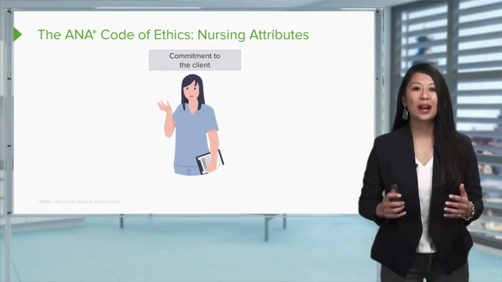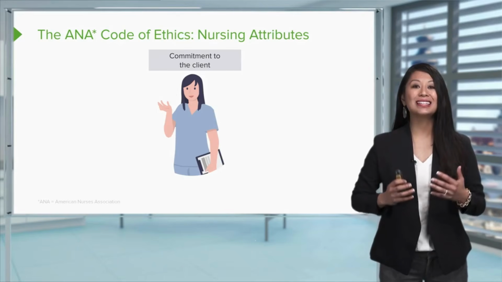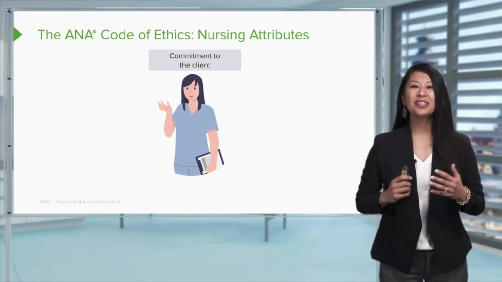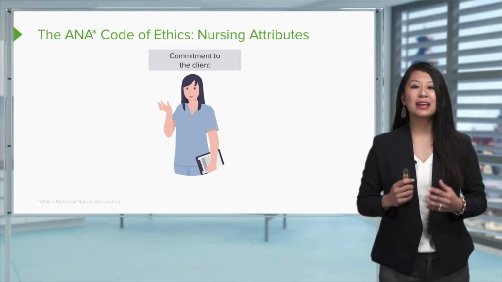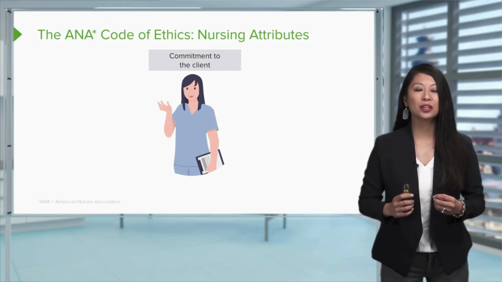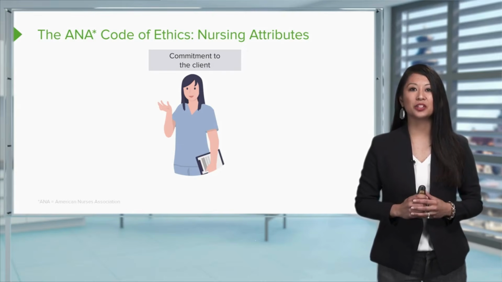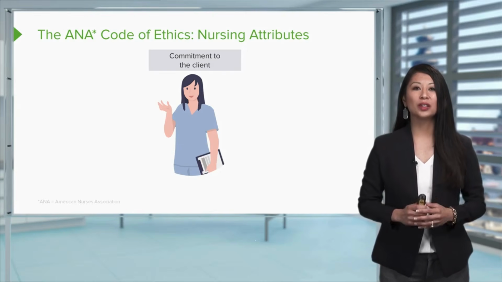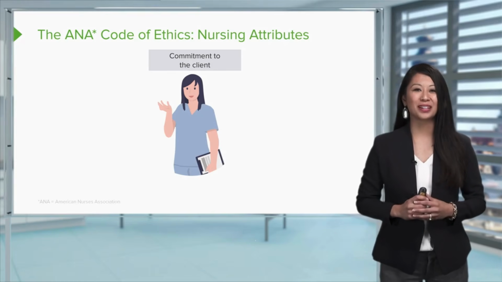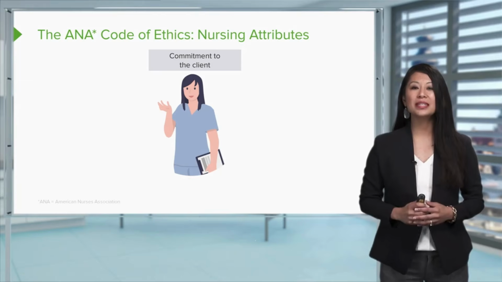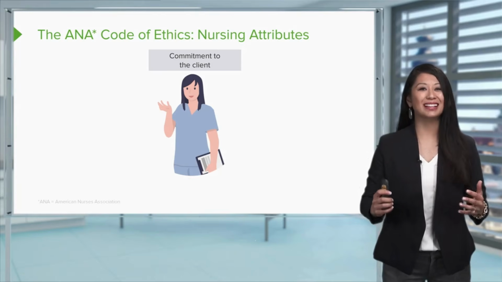Many times as a practicing nurse, we are going to face ethical dilemmas. So the ANA Code of Ethics has provided us a framework to help guide us through those ethical dilemmas when we need to make a decision. So we're going to take a look at some nursing attributes to make sure we keep ethics at the forefront of our care. Now at the top of this graphic, you see commitment to the client.